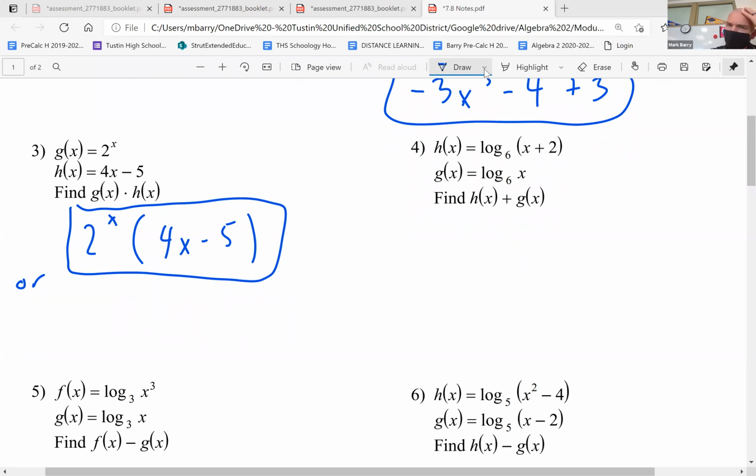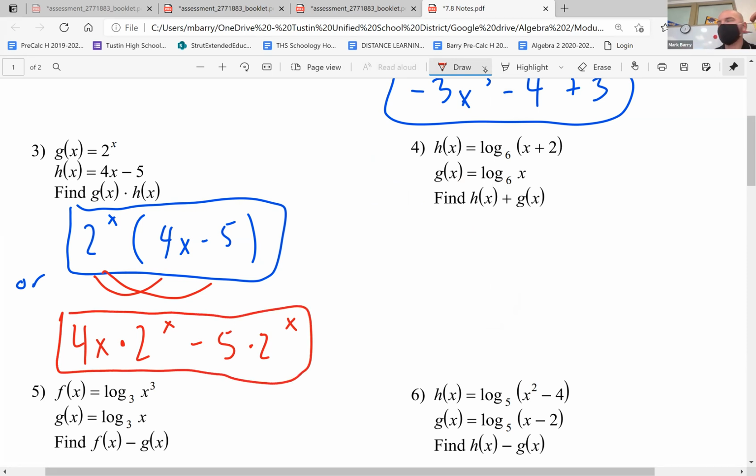Or the other way that we can write this is if you distribute the 2 to the x there, they would probably write this as 4x times 2 to the power of x minus 5 times 2 to the power of x. So they just multiply both of those terms individually by 2 to the power of x. They usually, in those cases, put the 2 to the power of x second.